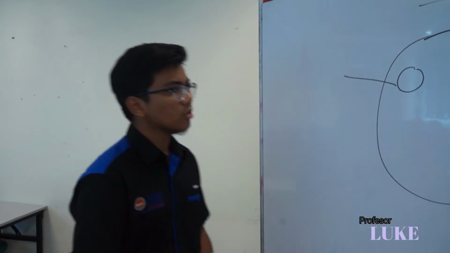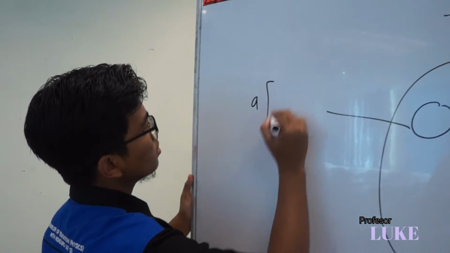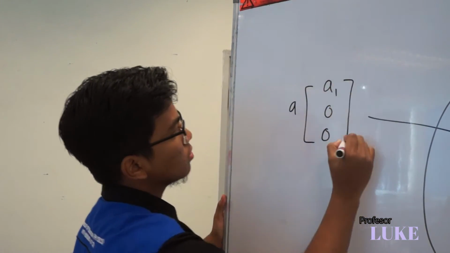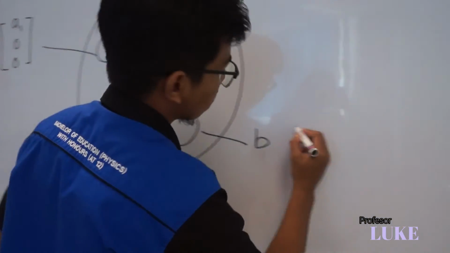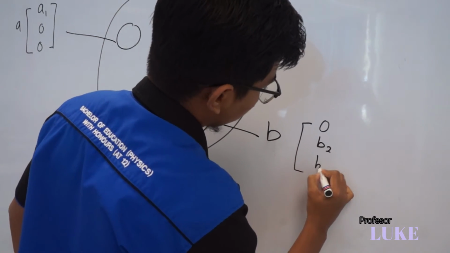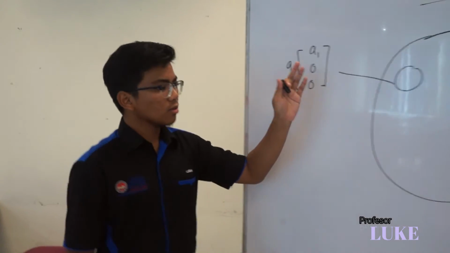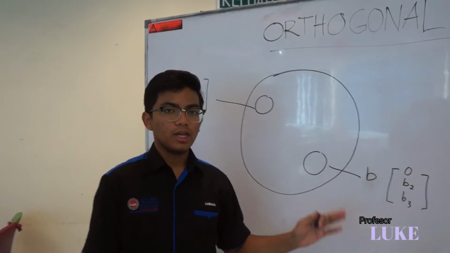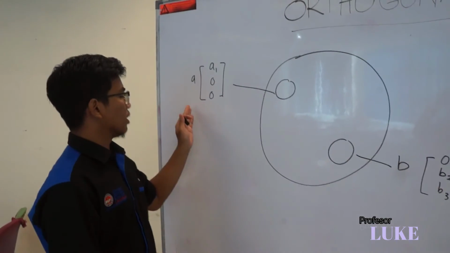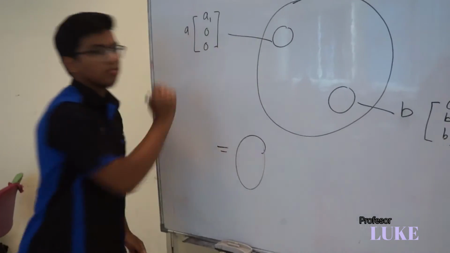The condition for orthogonal subspaces is that vector A must start with A1, 0, 0, and vector B must start with 0, B2 and B3. So A1, B2 and B3 can be any number, because when we take the dot product between vector A and vector B, we also get 0.